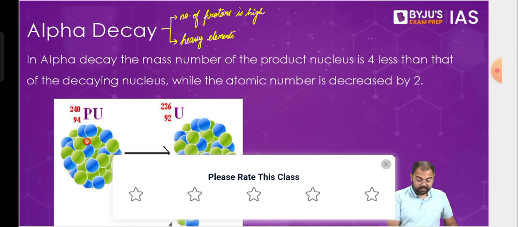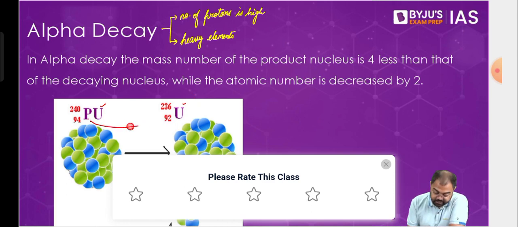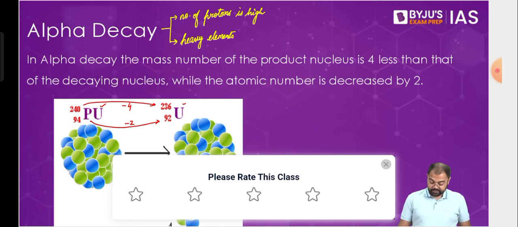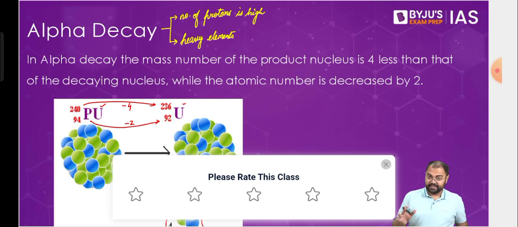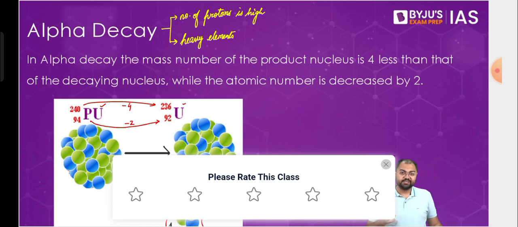So what exactly happens in alpha decay? Here you see the conversion from plutonium to uranium. This number has decreased by 2 and this number has decreased by 4. And this 4 is equivalent to a helium nucleus, that is 2He4. So an alpha particle is equivalent to helium-4. With alpha decay, the elements try to get towards stability, so they'll keep releasing these particles.